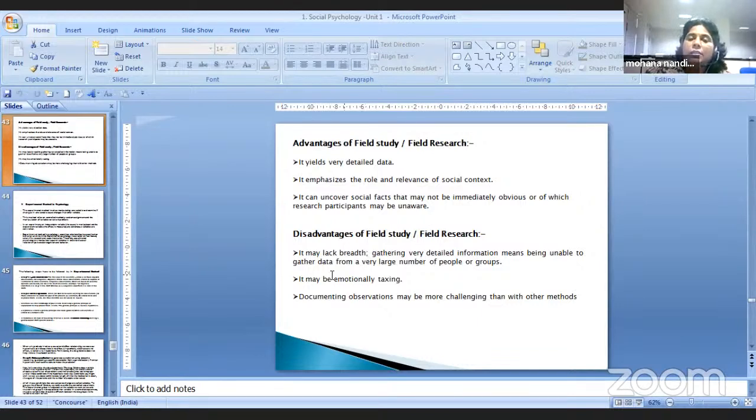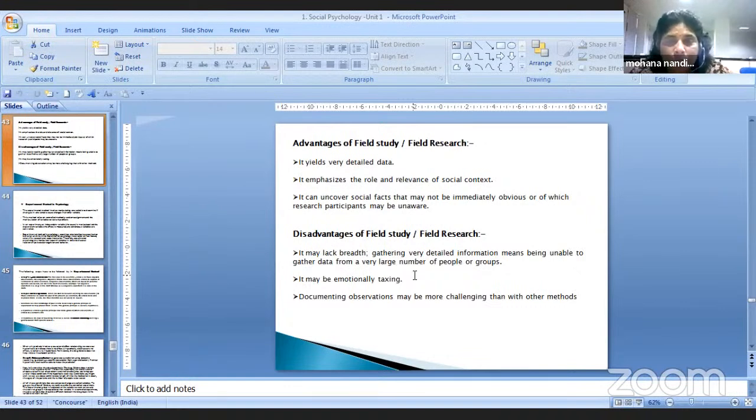And disadvantages: it may lack breadth. Gathering very detailed information means being unable to gather data from a very large number of people or groups. Suppose I want to know about all the students in all the colleges; to do this research, I need a big group in my hand. So these are the disadvantages.